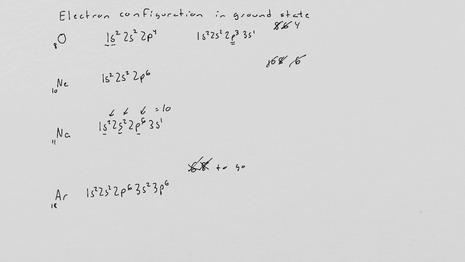Argon has 5 sublevels filled. 2 energy levels filled. 3 energy levels occupied, because the 3d is not filled, is it? So the third energy level is not filled. It's got 2 electrons in the first energy level. It's got 8 in the second energy level and 8 in the third.